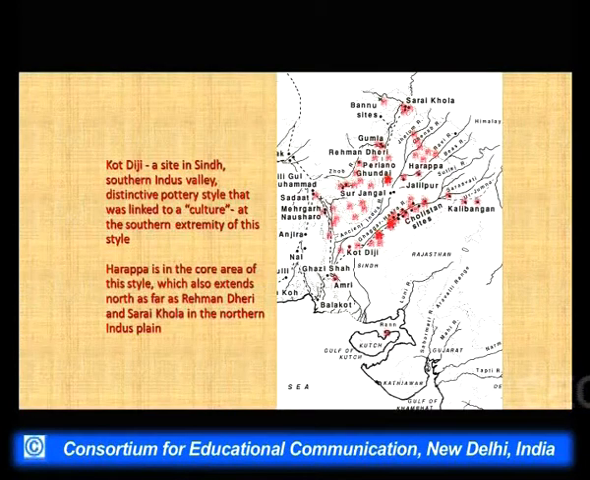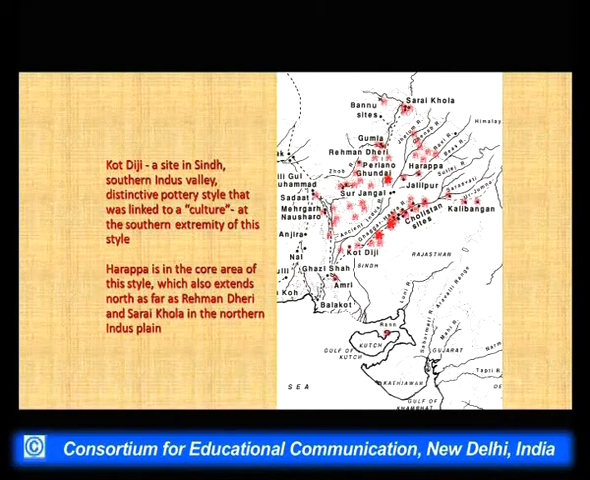Okay. Now Kot Diji is a site in Sindh in the southern Indus Valley, and it has a distinctive pottery style that is linked to a culture. Okay. A lot of sites show this, Amri, Kot Diji, all of these sites. Now Shoro, these are showing similar pottery. Okay.